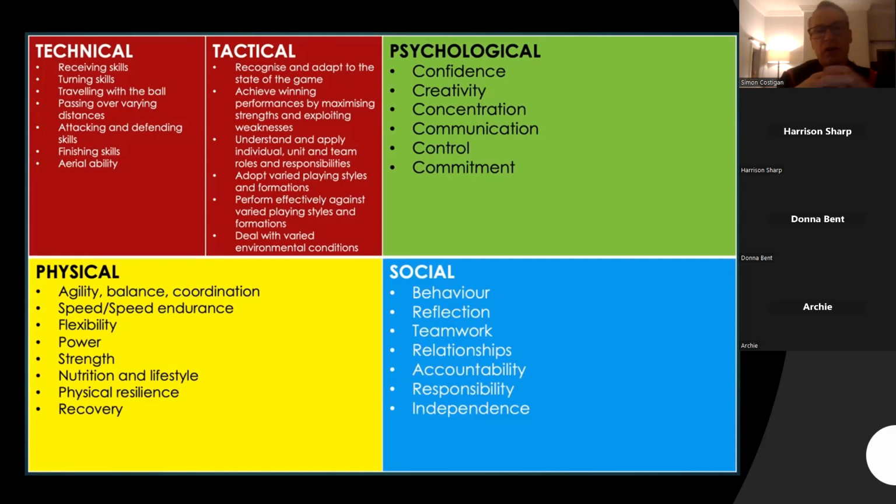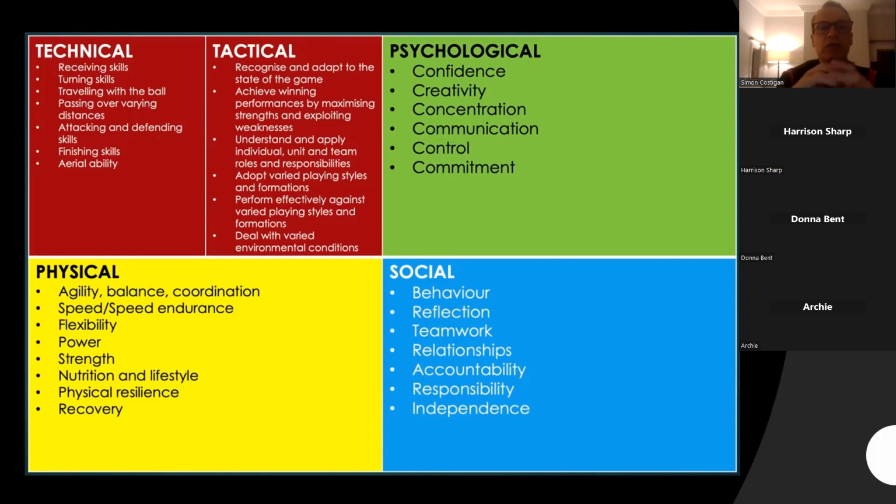So how do we identify very quickly what the opposition aren't great at, and then how do we alter our game if necessary to benefit from what they can't do? Understand and apply individual, unit and team roles and responsibilities. So we've been together, most of us now, for our third season together. So we all understand what our individual responsibilities are, how we play as a team, both in terms of playing style and philosophy. So how does that hang together?